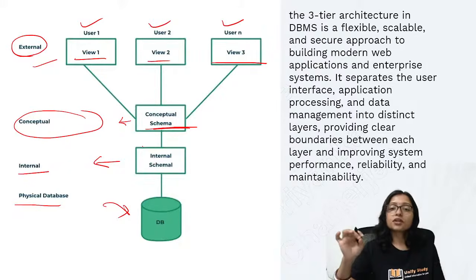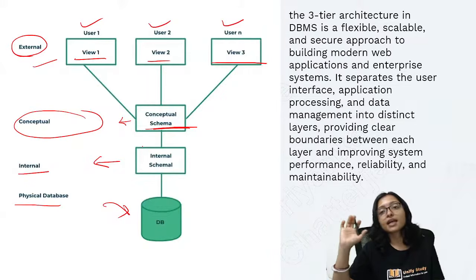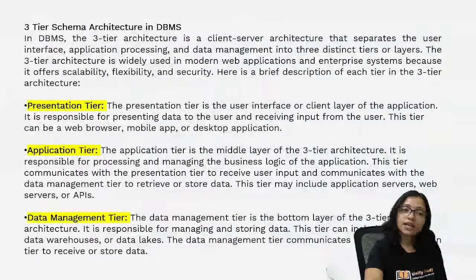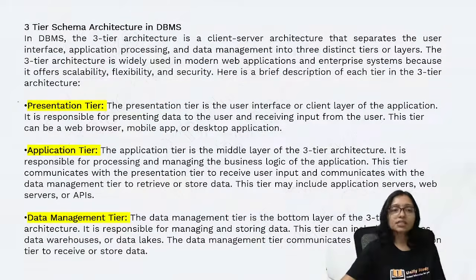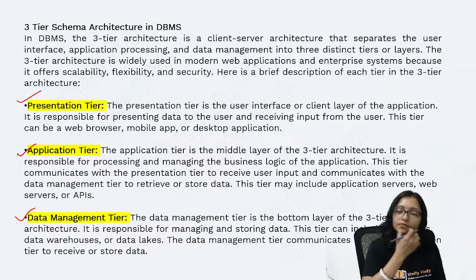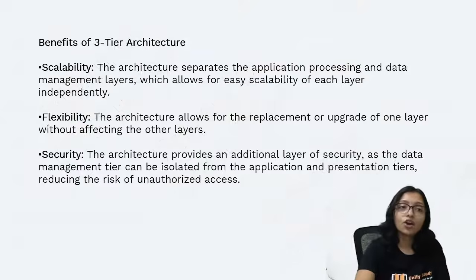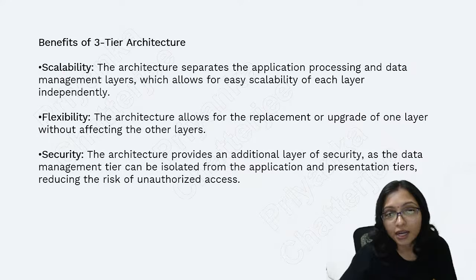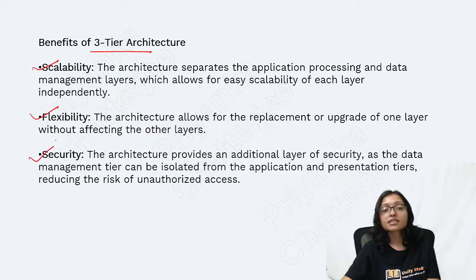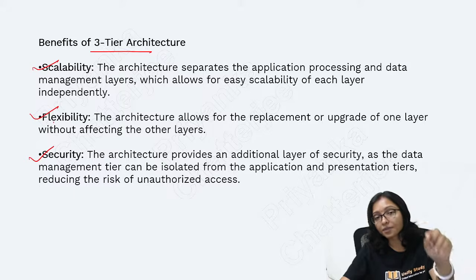This is the first topic of your database, that is the 3-tier architecture. The 3-tier architecture has the presentation tier, application tier and database management tier. This is the starting of your database. And what are the benefits of the 3-tier architecture? Scalability, flexibility, security. From the first chapter also questions are coming.